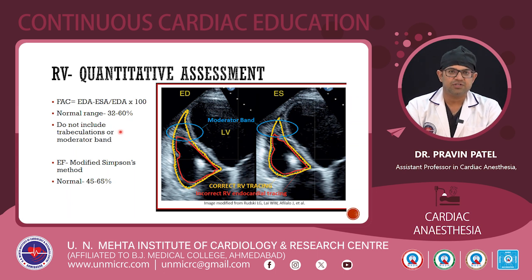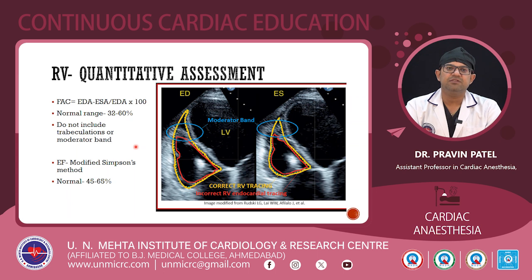Now to assess the RV function, there are certain quantitative assessments similar to what we see for the LV function. One is the fractional area change, which is the end diastolic area minus the end systolic area, divided by the end diastolic area, multiplied by 100. Anything between 32 to 60% is normal, and less than 20% suggests severe RV dysfunction. The catch point here is that you should not include the trabeculation and the moderator band.